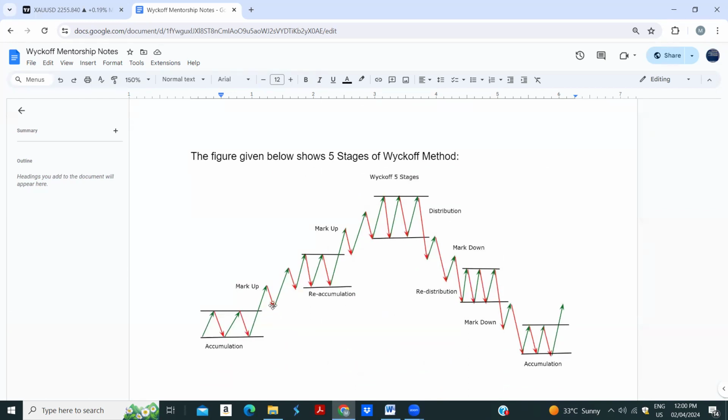All right. Then we have the markup phase. Here, the demand is greater than the supply because the buying pressure is more than the selling pressure. So the price moves upwards during the markup phase.